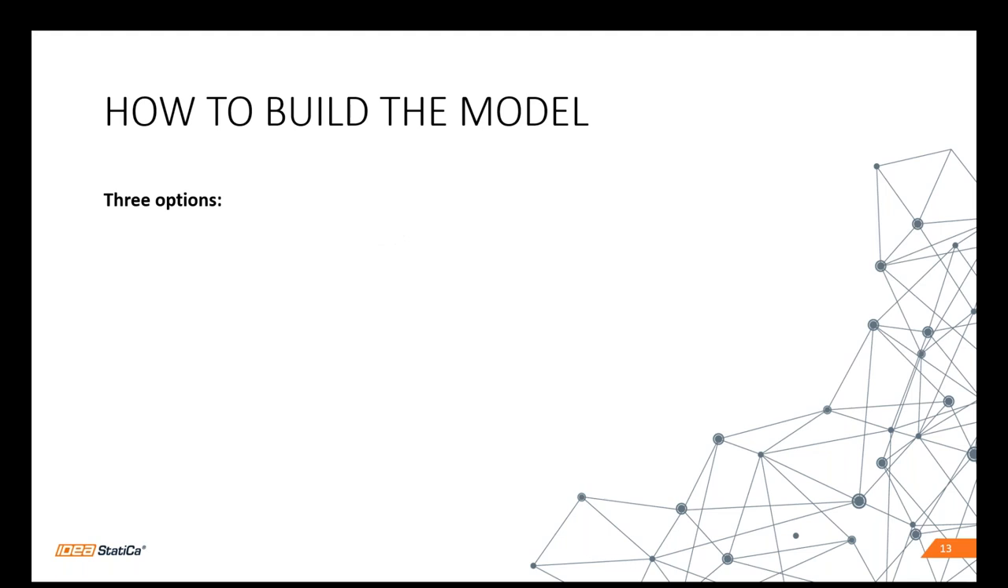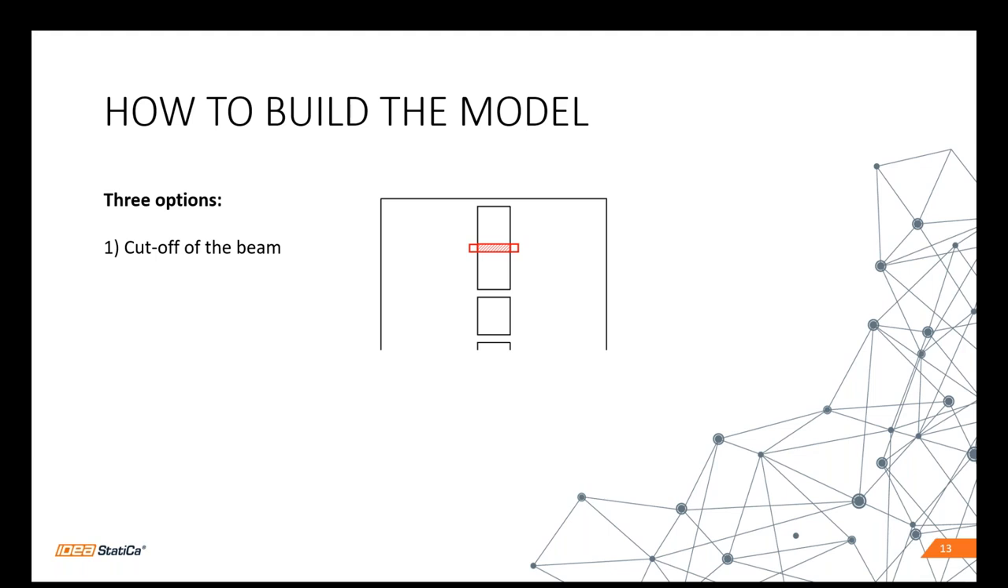How to build the model in the IDEA StatiCa Detail application? There are several options how to do that, but I would like to point out the three options which I have selected and which I would recommend to use. The first option is to do a cutoff of the beam, where we will focus really on the coupling beam. And let's say that this beam is not weakened by any opening. If we really want to focus on the coupling beam only, then it's perfectly okay and fine to use such a model. You can model it as a beam with trimmed ends, where you set the Saint-Venant transfer zone to the embedded walls, or to the area where the walls embed the coupling beam.